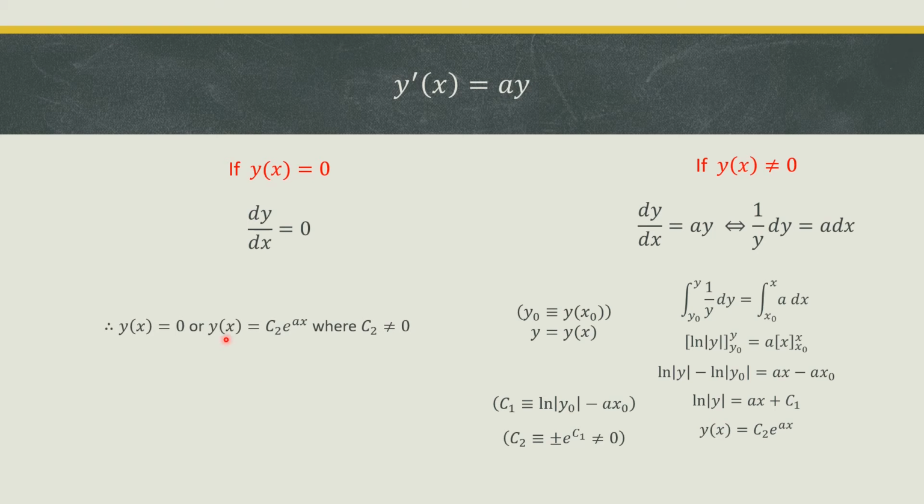Now we can say that the solutions to this differential equation are y equals 0 and y equals c sub 2 e to the ax, where c sub 2 is not 0. However, we can think of this first solution as a constant c sub 2, where c sub 2 equals 0. Therefore, we can abbreviate the solution into just one statement: y equals c e raised to the ax, where c is any real number, including 0, because if we substitute 0 here, then we obtain this solution.